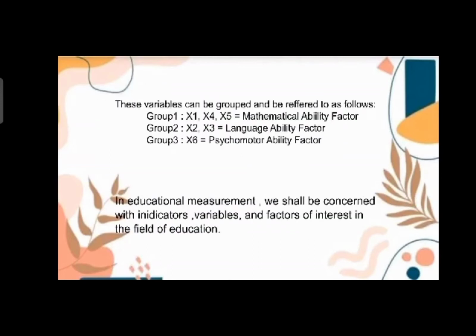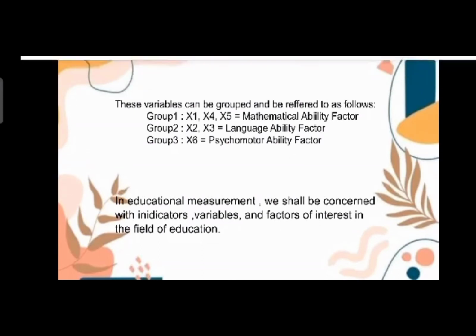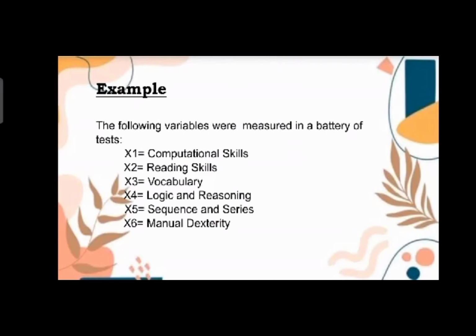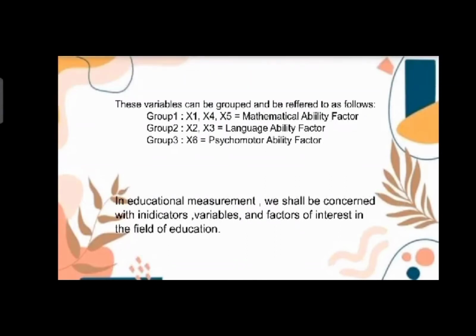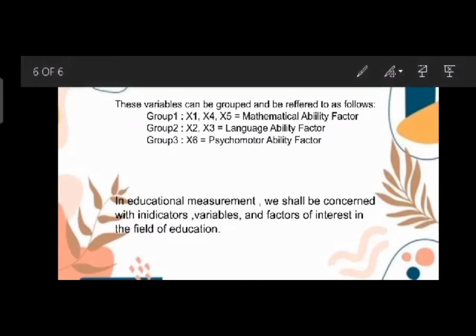These variables can be grouped and be referred to as follows. So ang group 1, ang X1, X4 ug X5, mathematical ability factor ni sila. So makuan siya as 1, ang X1, 4 ug 5 mo siya mag-group into mathematical ability factor. And the group 2, X2 and X3 is equal to language ability factor, while the X6 is the psychomotor ability factor. So atong balikon ang atoang slide. Mao ni siya. So ang X1, X4 og X5 mao ang mathematical ability. Ang X2 og X3 mao to siya ang language ability factor.